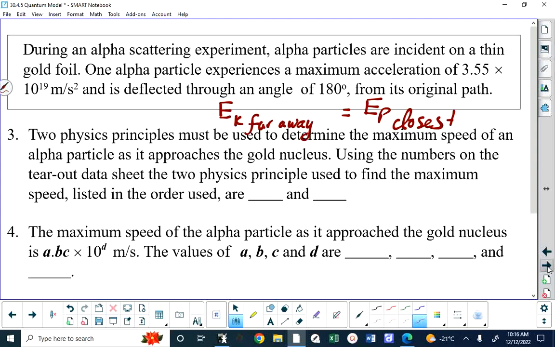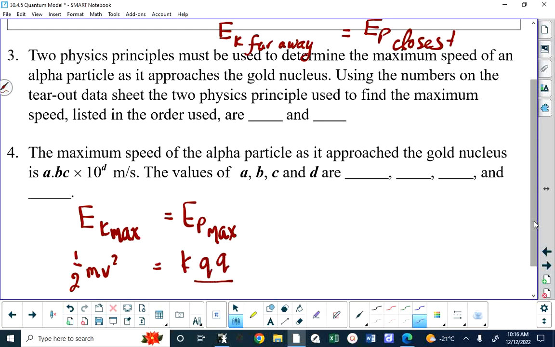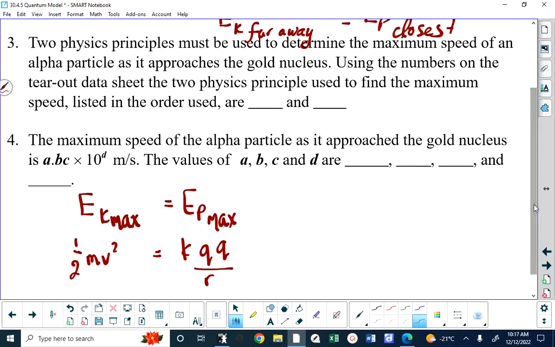Well, the maximum speed is going to be connected to the maximum kinetic energy. This is 1/2 mv squared. This is kqq over r, not r squared, because this is energy. So if I said to you, find that speed, you're missing something. What are we missing that's stopping us from finding the speed in that formula that we just made?